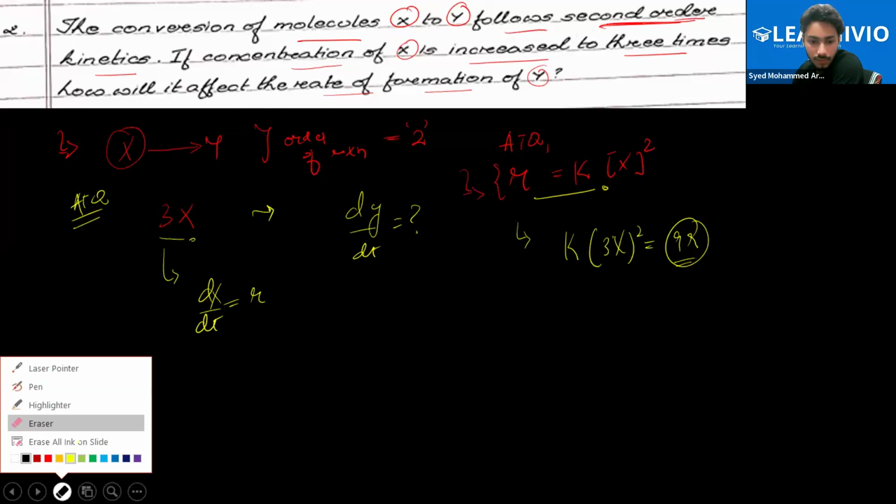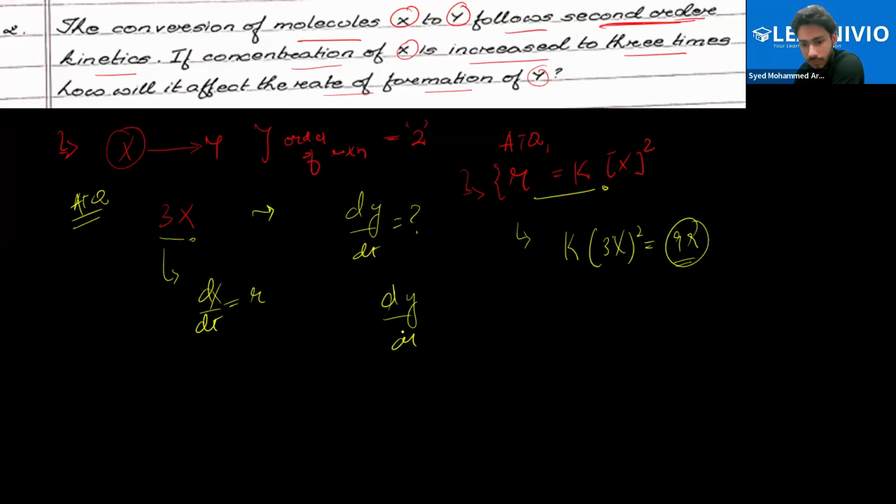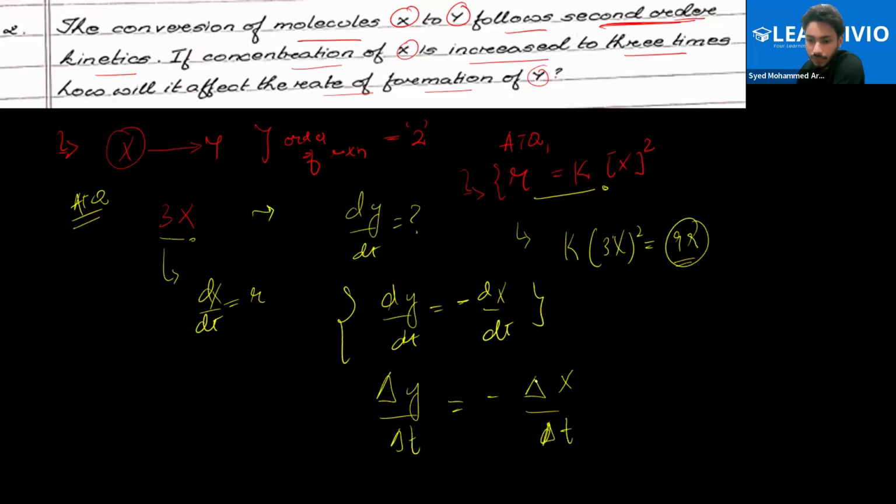So the rate of formation of y is basically equal to minus the rate of disappearance of x. Is this correct or not? This is the instantaneous rate law expression. You can write it like this or like that, both are the same. It is not given in the question, so that's why I'm writing it in different ways. It's up to you.